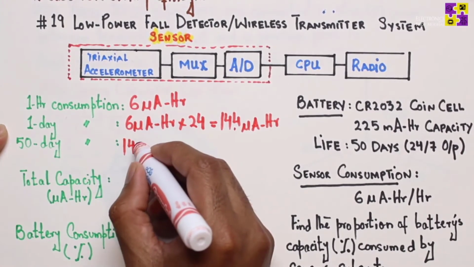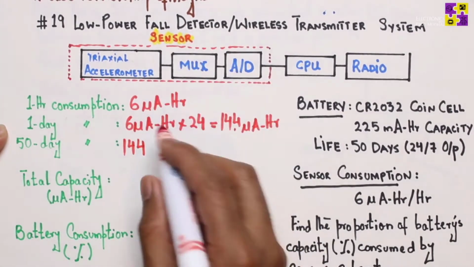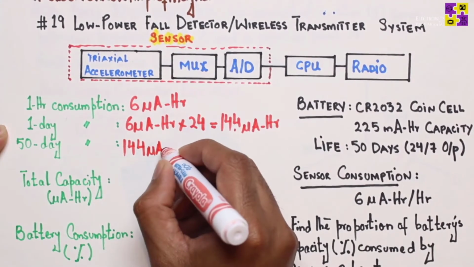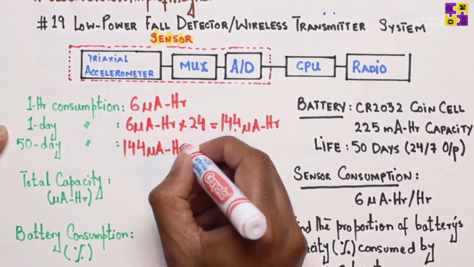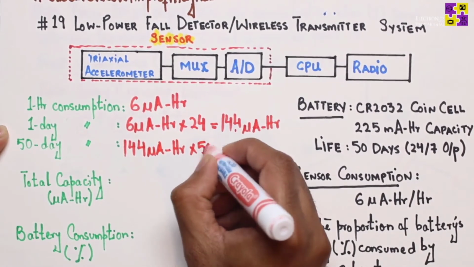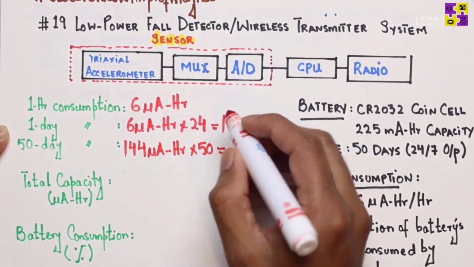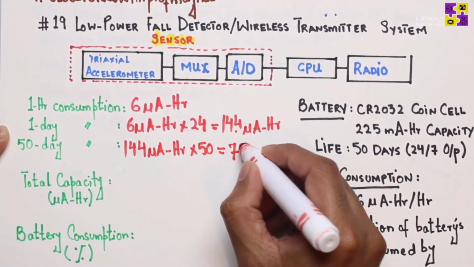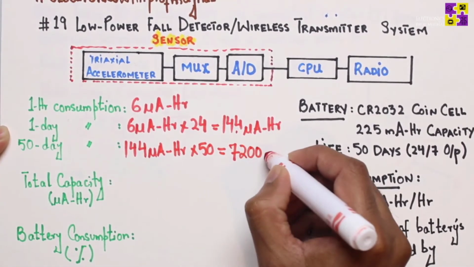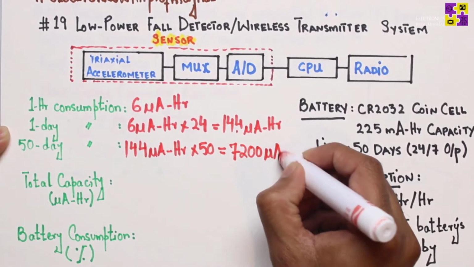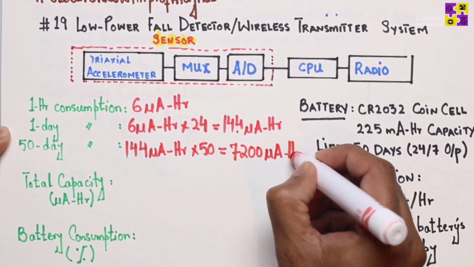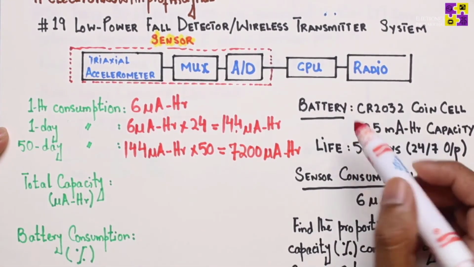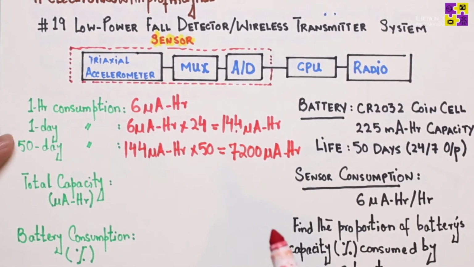Similarly, if I take this number and I multiply that by 50, that would give me the 50-day consumption of the sensor system in this wireless transmitter system, right? So taking 144 microamp hour times 50, that would equal 7200 microamp hour.